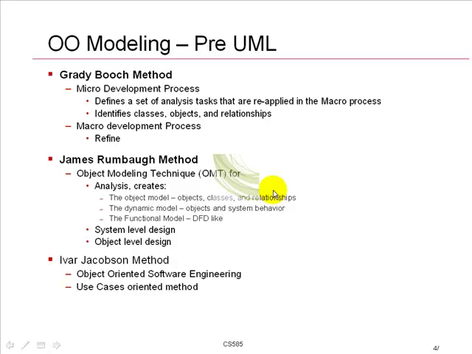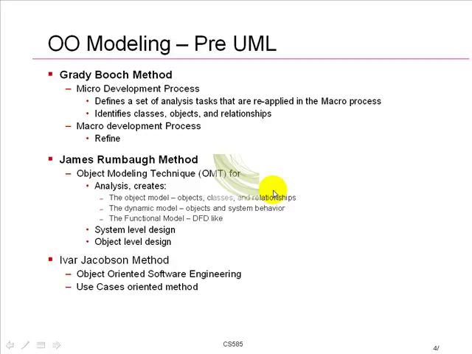But Rumbaugh says you define the object model, you define the dynamic model, and then you define the functional model. And then we do system level design and object level design. And you see Rumbaugh took a broader approach than did Booch, in that you define your objects, your classes, and your relationships just the same way we did it in the micro development process of Booch's method. And then you go further and you define further object aggregations and object behavior definitions.